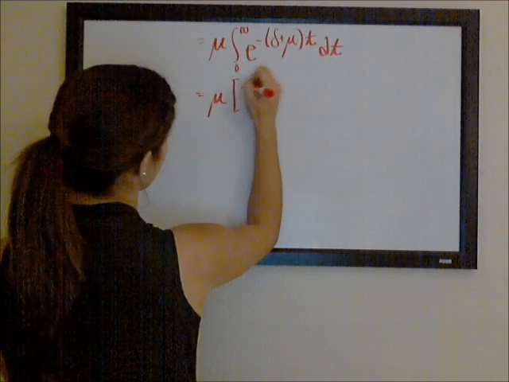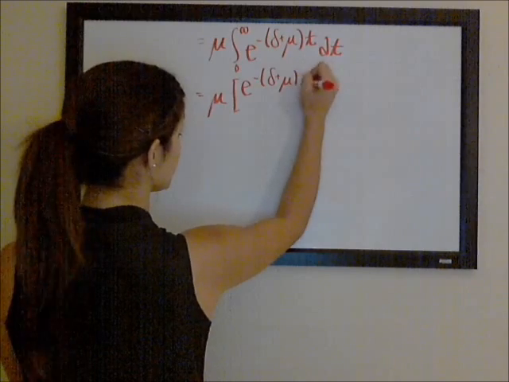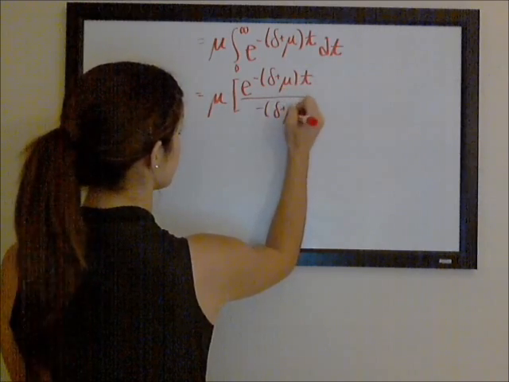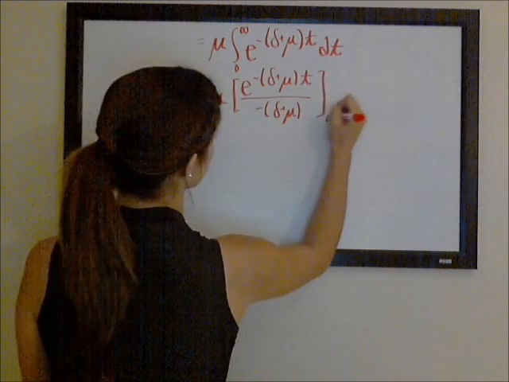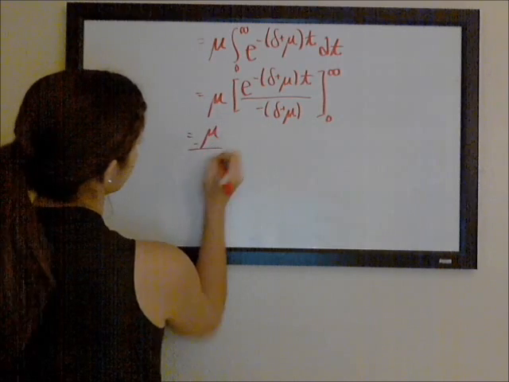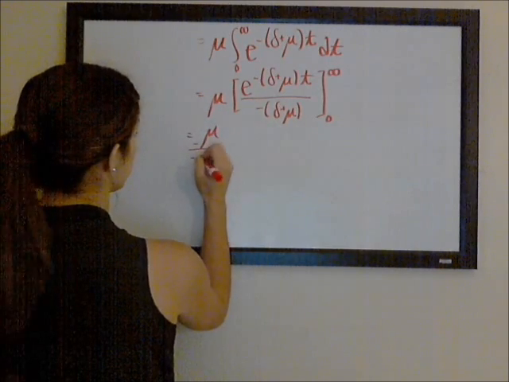Okay, integrating that gives me e to the negative (delta plus mu) t over negative (delta plus mu), evaluated from 0 to infinity. I'm going to pull out my 1 over negative (delta plus mu).